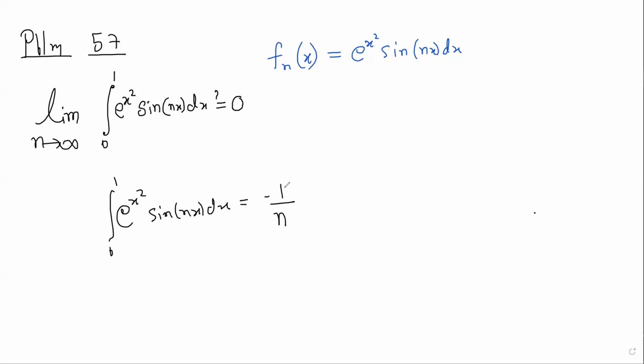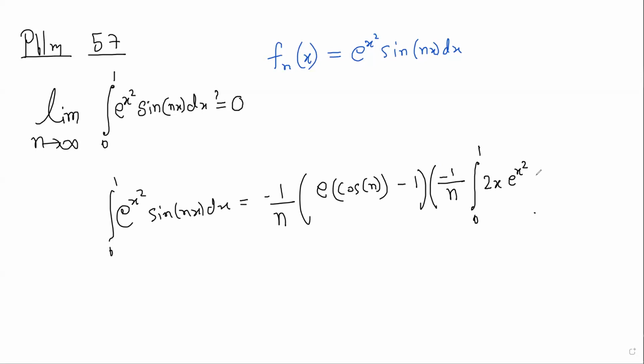e cos n, in brackets e cos n minus 1, minus 1 by n, integration 0 to 1, 2x e to the power x square cos nx dx. So the value of the second part from 0 to 1 comes out to be 2e.